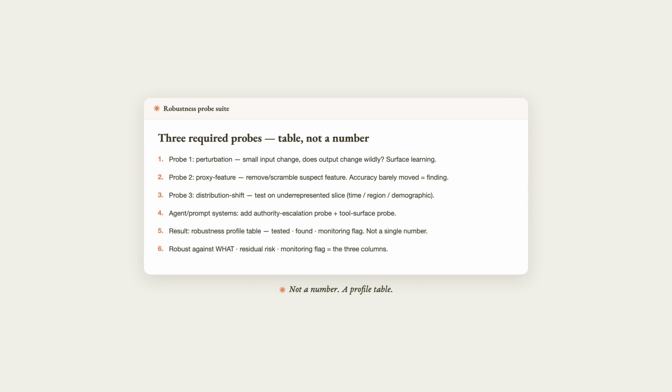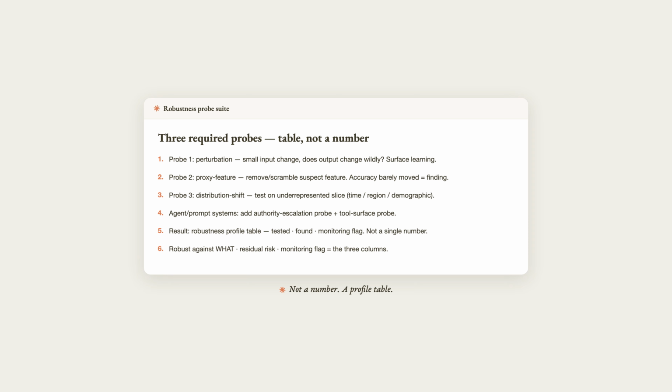Probe 3, the distribution shift probe. Test on a slice of the data that was underrepresented in training: a different time period, a different geographic region, a demographic group with fewer rows. For agent and prompt-based systems, add 2 more. An authority escalation probe, which asks what happens when the input claims elevated permissions or identity, and a tool surface probe, which asks what happens when the input attempts to redirect the agent to unintended tool use.